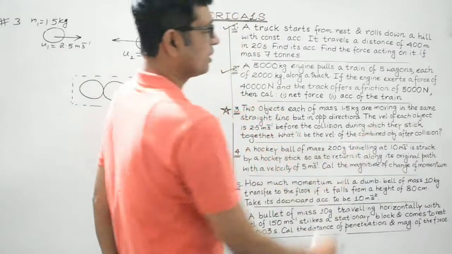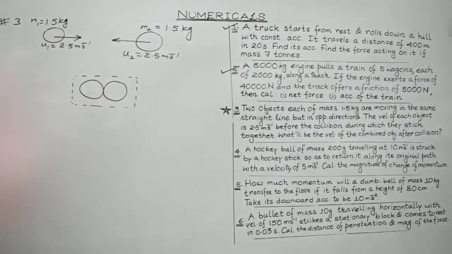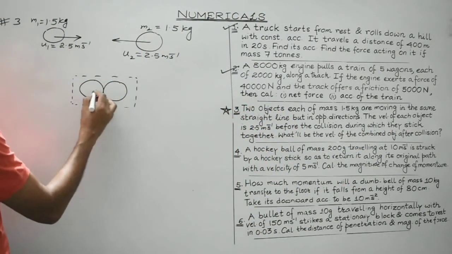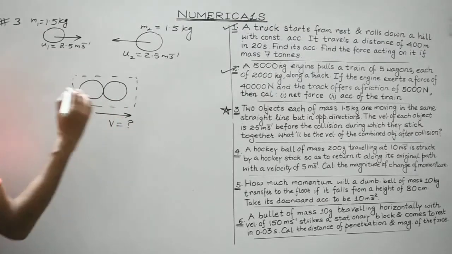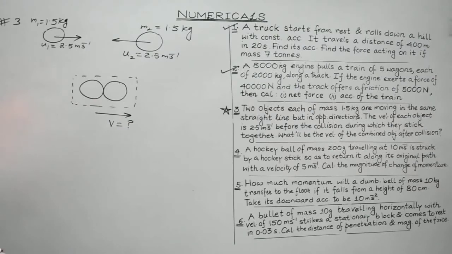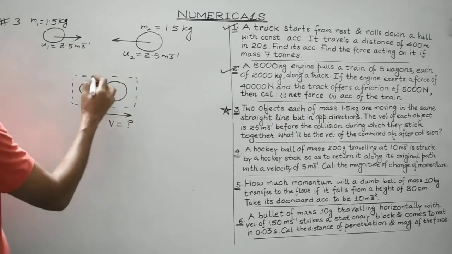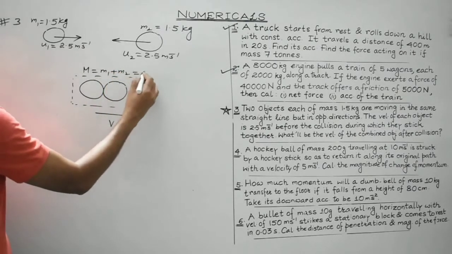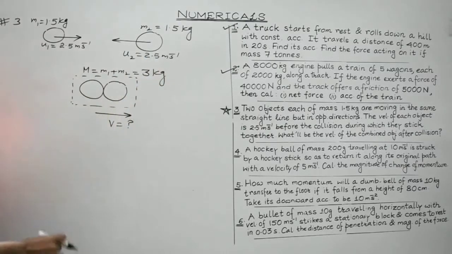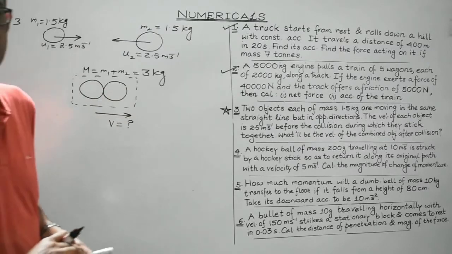What will be the velocity of the combined object after collision? So we are supposed to find out the velocity of this combined mass. V is to be determined. Now what is the combined mass? It will be m1 plus m2, which will be equal to 3 kg. So this needs to be determined, right?